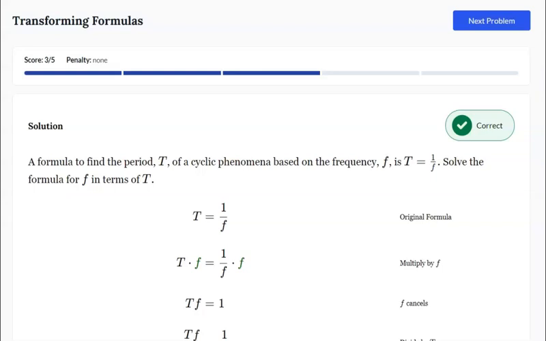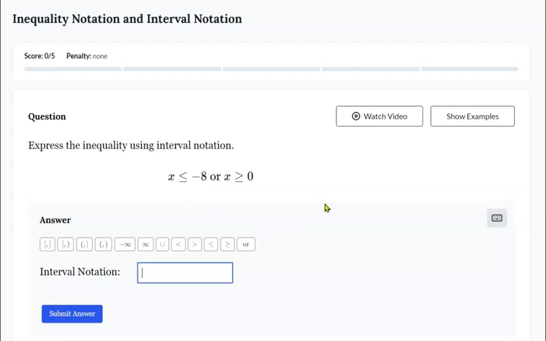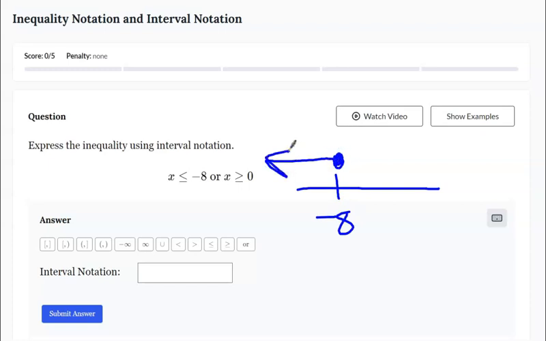All right, let's go back to our third topic here on interval and inequality notation. This one is an interesting one here because it says that I can either be, on a number line, less than or equal to 8, which looks like this, or I can be greater than or equal to 0. So you see how these two arrows are going in different directions? So interval notation for that would have to be two separate things.